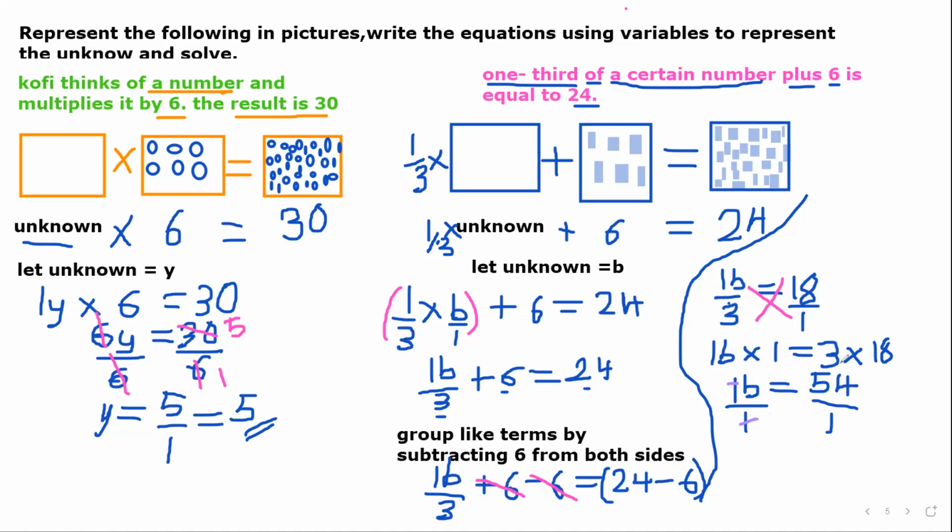Now b is free. So b is equal to 54 over 1, which is the same as 54. So you are done, which means that 1/3 of a certain number, let's say 54, which means now the 6 can will be 24. So 1/3 of 54 is 18. 18 plus 6 is 24. Good.